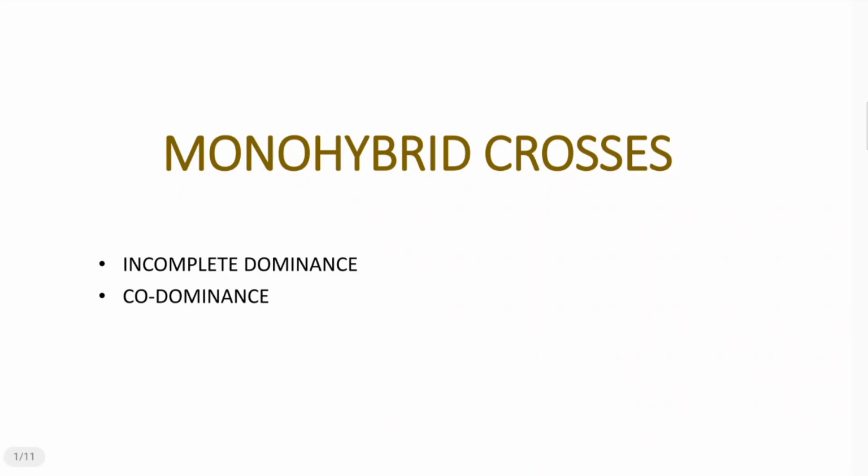Today, we continue with monohybrid crosses. Now, in total, with monohybrid crosses, we have to cover 3 different types of dominance. We've already covered complete dominance, where in a heterozygous state, the dominant allele will determine the phenotype and the effects of the recessive allele are masked. But there are 2 more types of dominance that we have to cover, and that is incomplete dominance and codominance.